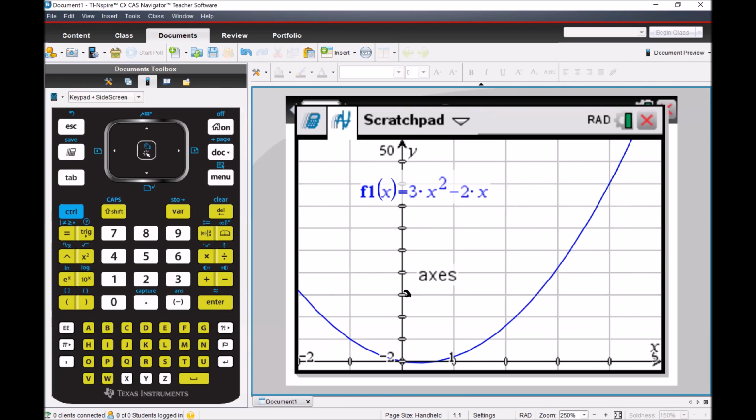Remember that each grid is 5 units along the y-axis. So this would be about the average height of that function, okay, which is pretty important.